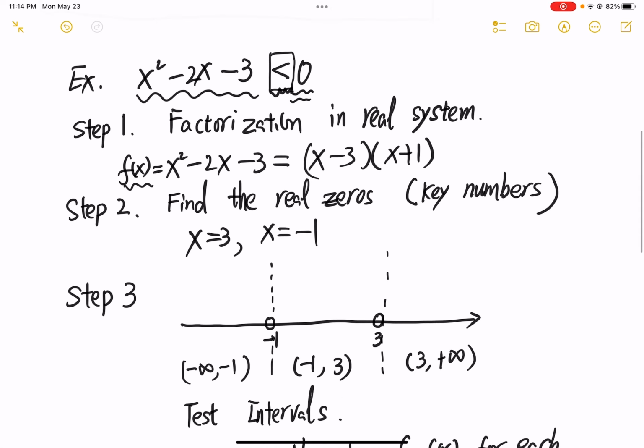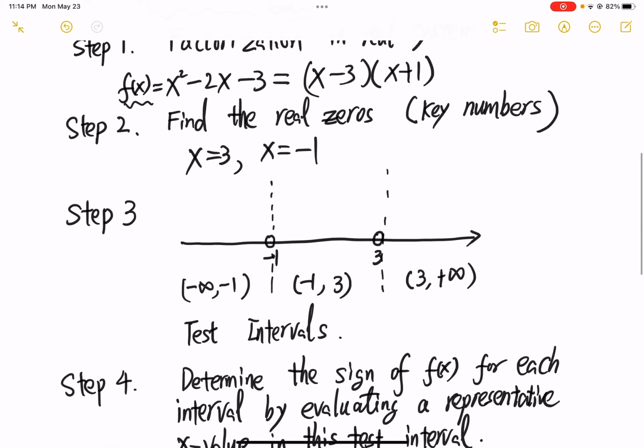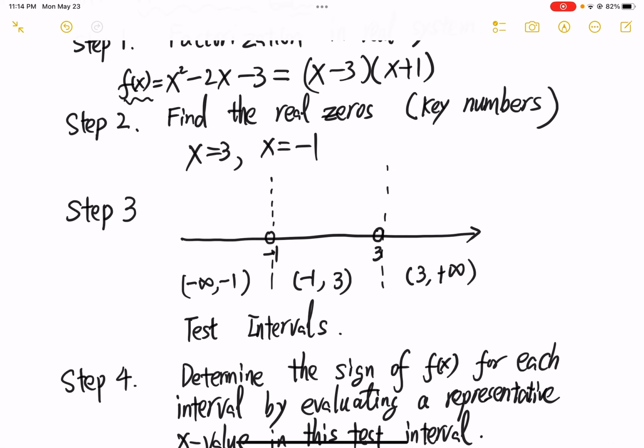Okay, if it does not contain an equal sign, we should have a hollow circle. That means these points cannot be included, so the endpoint is not included. If it's an equal sign, we should have a solid circle, so that means this point is included. So these key numbers divide our interval into several parts. Then for each part, we just pick an arbitrary number in each interval.